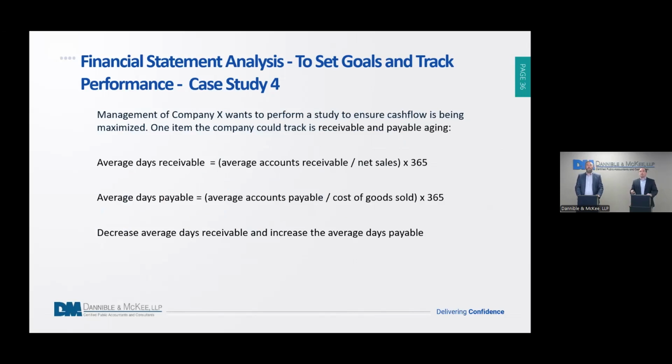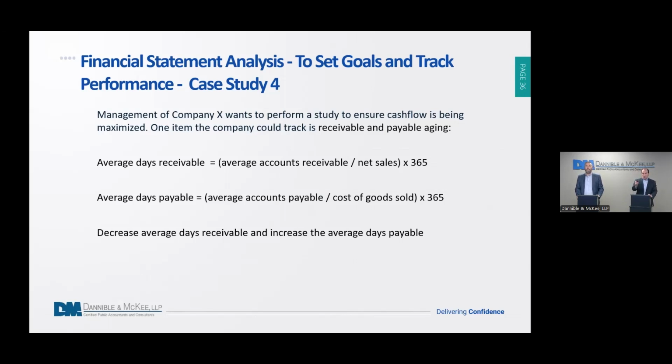The last case study we have for you is management of Company X wants to perform a study to ensure cash flow is being maximized. One item the company could track is receivables and payables agents. So you have your average days receivable. There's a calculation there. We went through it previously. And then you have average days payable. What the company would want to do is decrease its average days receivable and increase the average days payable in order to maximize cash flow.